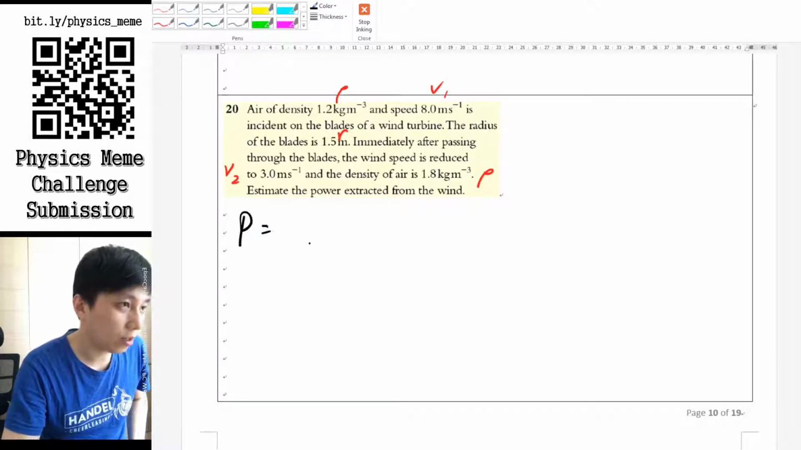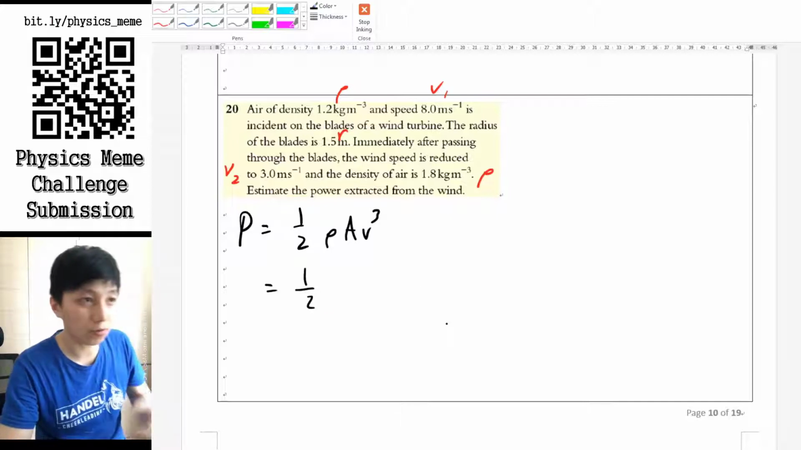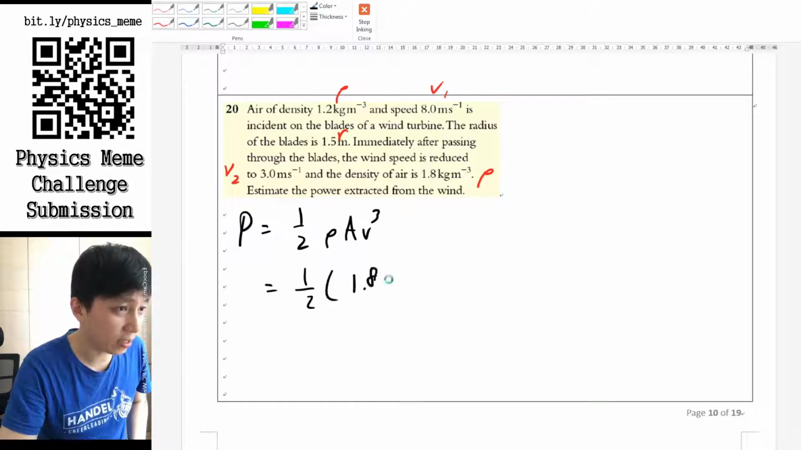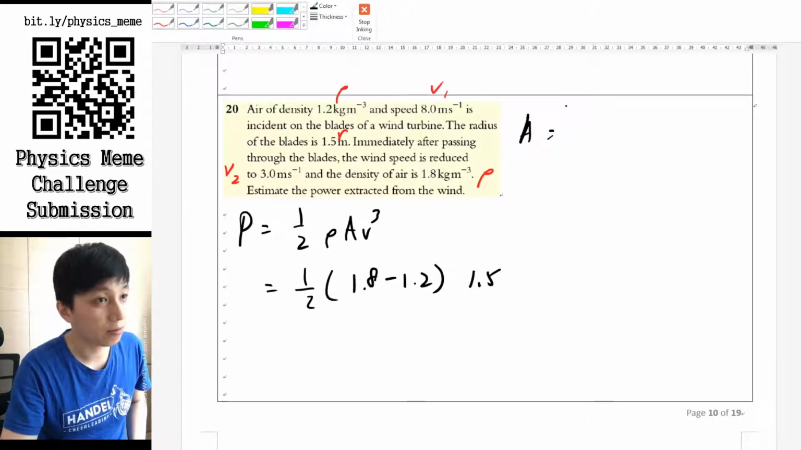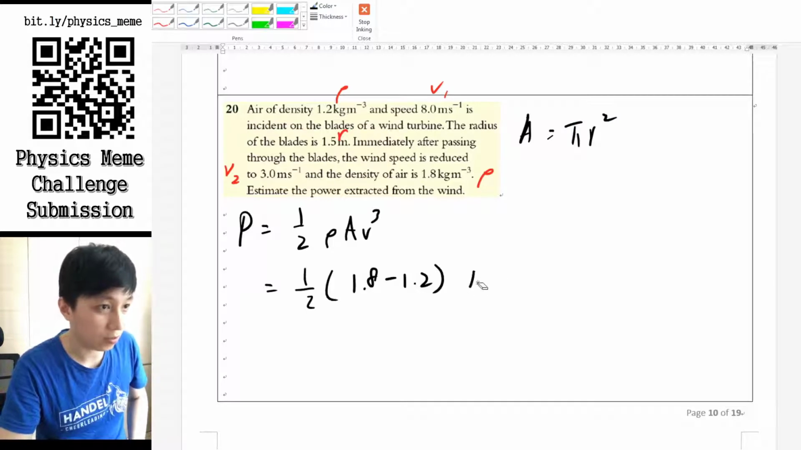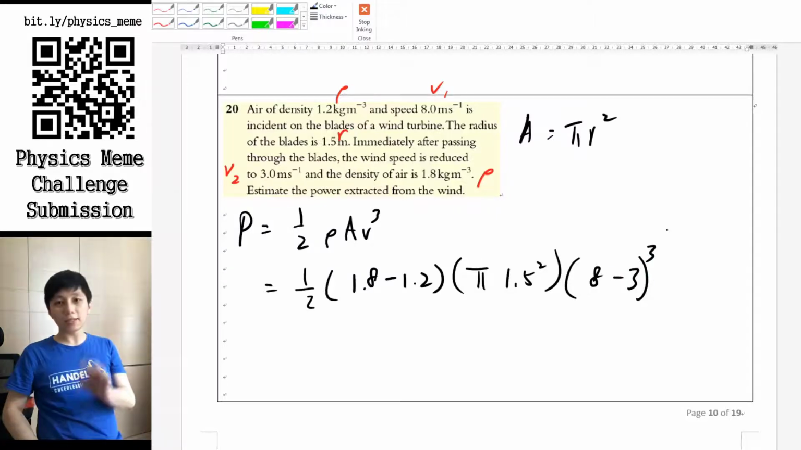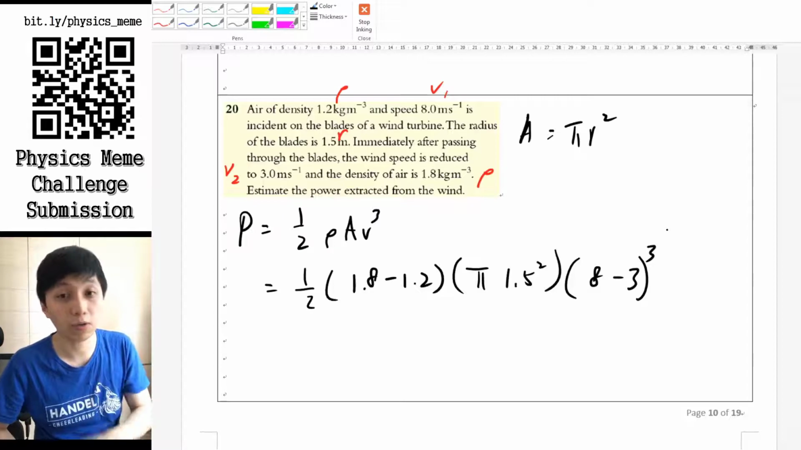So let's say there's a student who puts down the equation, half rho A v cube. Since the density will change and the velocity will change, he or she may just put down that density is 1.8 minus 1.2, area is 1.5. Well, this is actually the radius, so the area is, imagine it's a circle, pi r squared, so pi 1.5 squared. And for v, we do x minus 3 cube. Okay, so let's say this is the substitution that the student would do. Think about why this is wrong. Okay, I'll give you a few seconds.